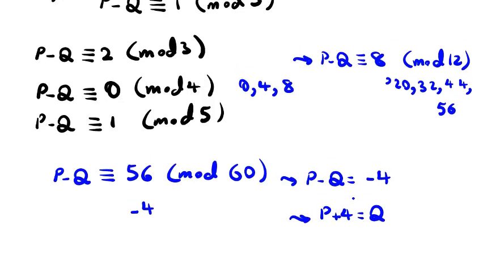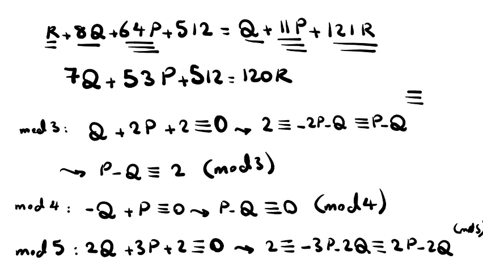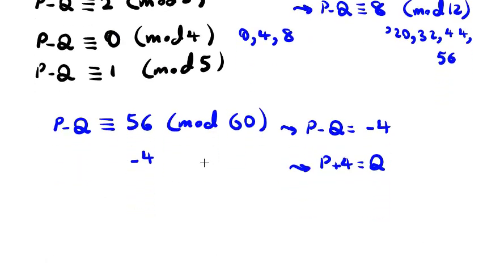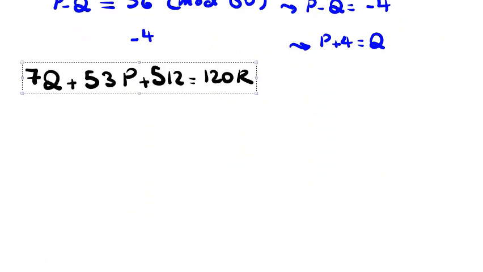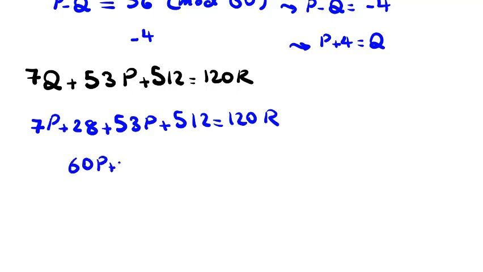Now, one important idea we've used in previous problems from 2022 is replacement. Replacement is one of the most important things. So here we had this equation. We want to replace Q with P plus 4 and see what we have. If you replace Q with P plus 4, it will be 7P plus 28 plus 5 to the 12, or 7P plus 53P, it will be 60P plus 28 plus 512 equals 120R.